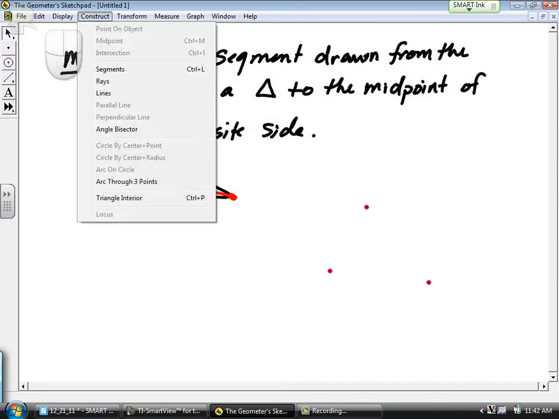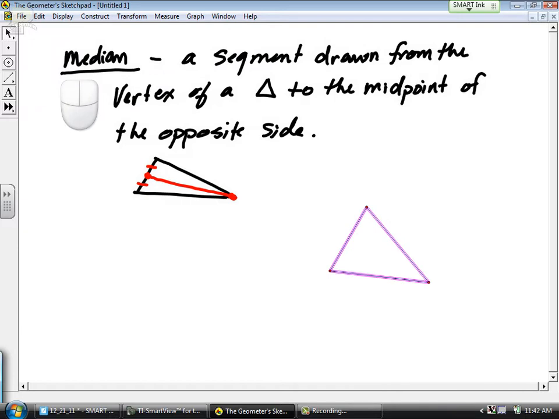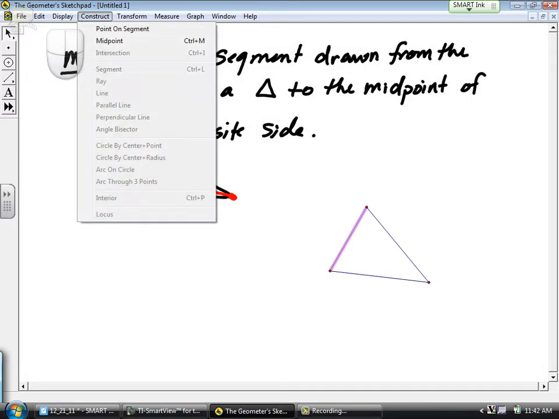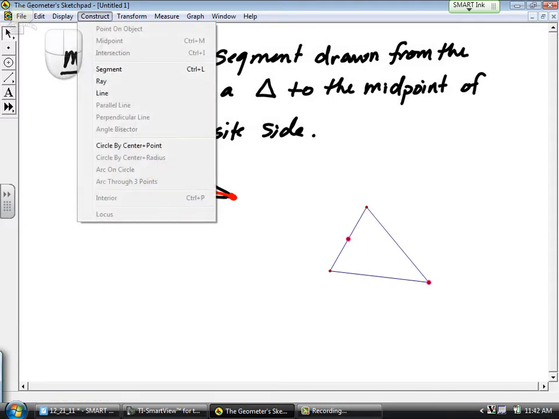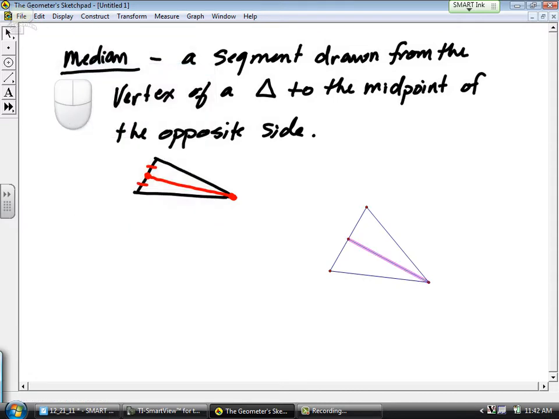So I'm going to construct segments to make a triangle. Define the midpoint of one side, and then draw a segment connecting those two points, and that is the median. What we're going to do now is play with this a little bit and take a look at what it looks like when we draw all three medians in the triangle.